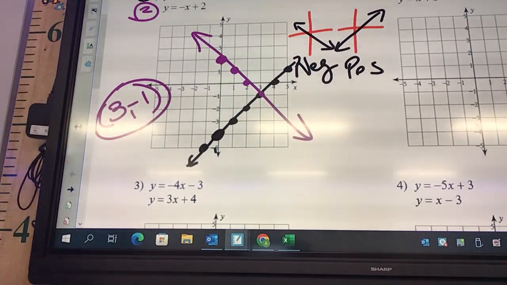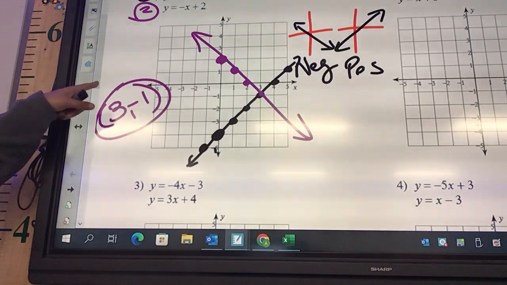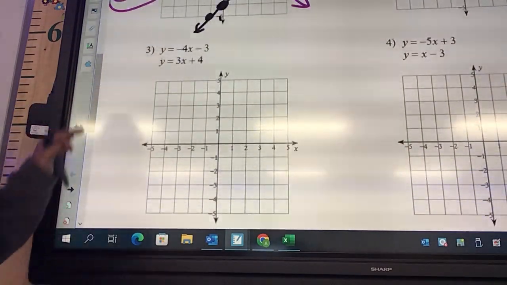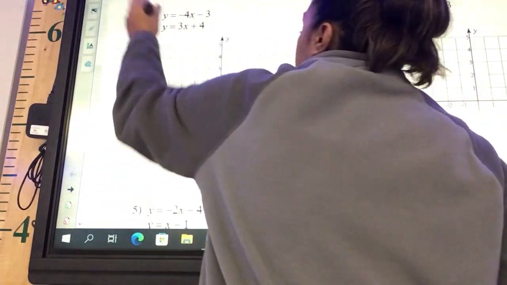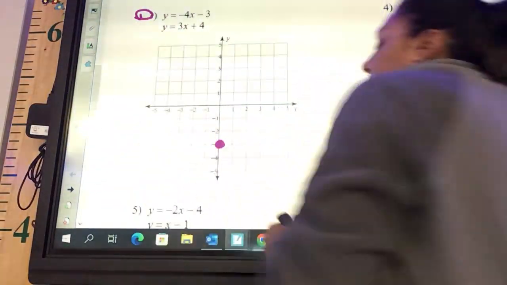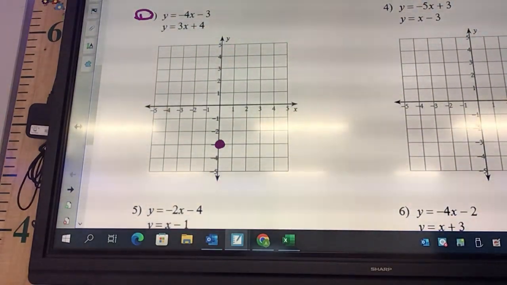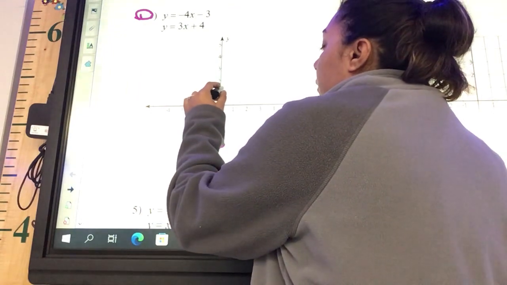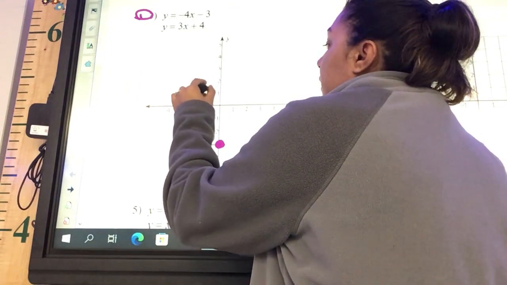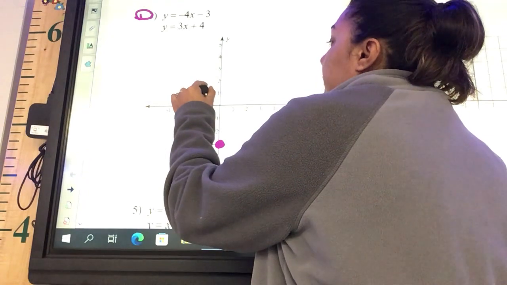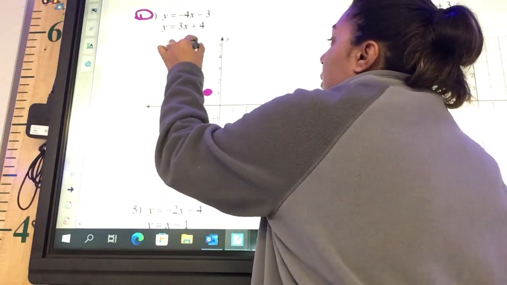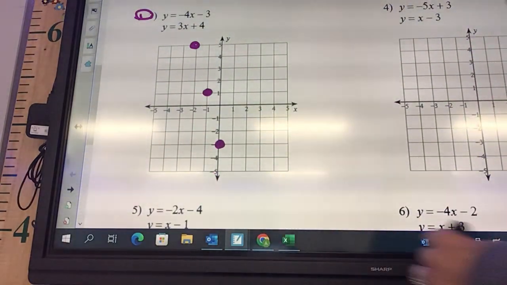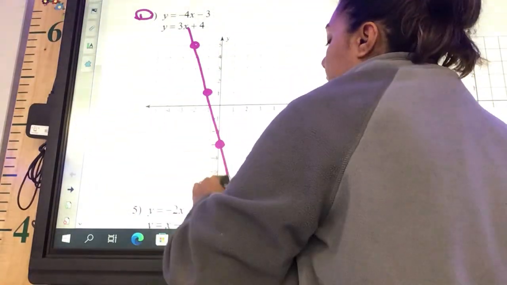Okay, and so this one is done. Number 3. Where does our first equation start out at? -3. What is our slope? -4. So we're going to go up 4. 1, 2, 3, 4. Over 1, which way? To the left. Up 4, 1, 2, 3, 4. Over 1. Now check the downs. Can I go down 4? No. So that's all the points I can possibly plot.